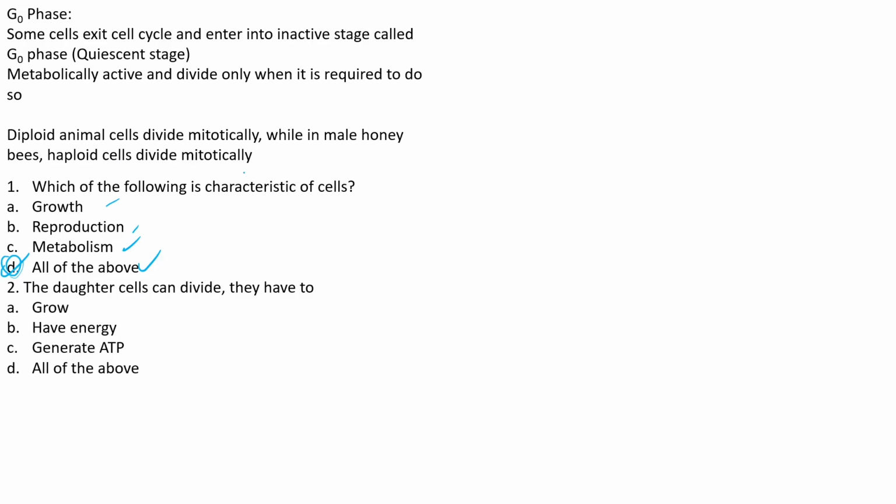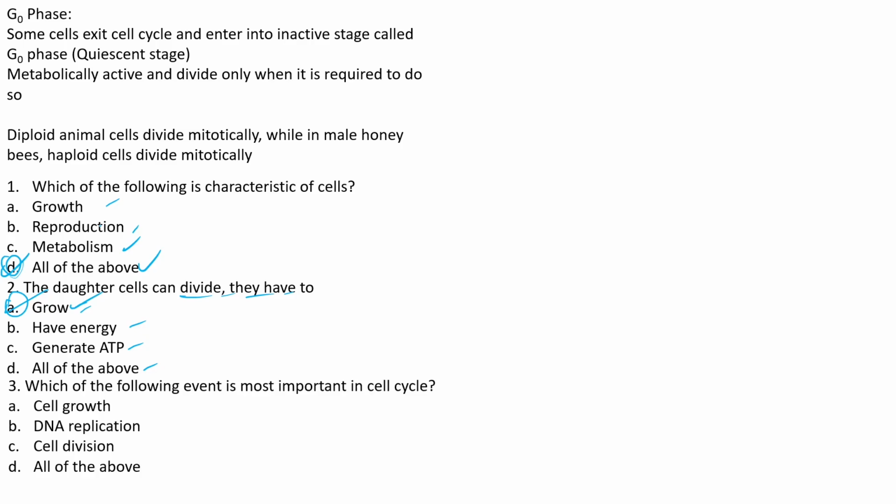The next one: before the two daughter cells can divide, they have to what? Grow, have energy, generate ATP, all of the above. Before the daughter cells can divide, they have to grow. So A is our right answer. Now, which of the following events is most important in the cell cycle? Cell growth, DNA replication, cell division, all of the above.